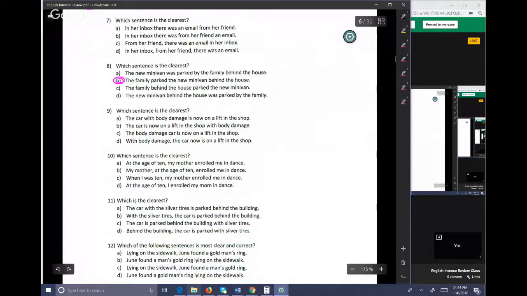So if I look at number 9, I see that we have the car. And this one is almost like they connect to each other completely, to where I almost want to put bullet points. So I have the car, and then the car is what has the body damage. So I can instantly see that those need to go together, the car with the body damage. And then I have that it is on a lift. And then the lift is in a shop.